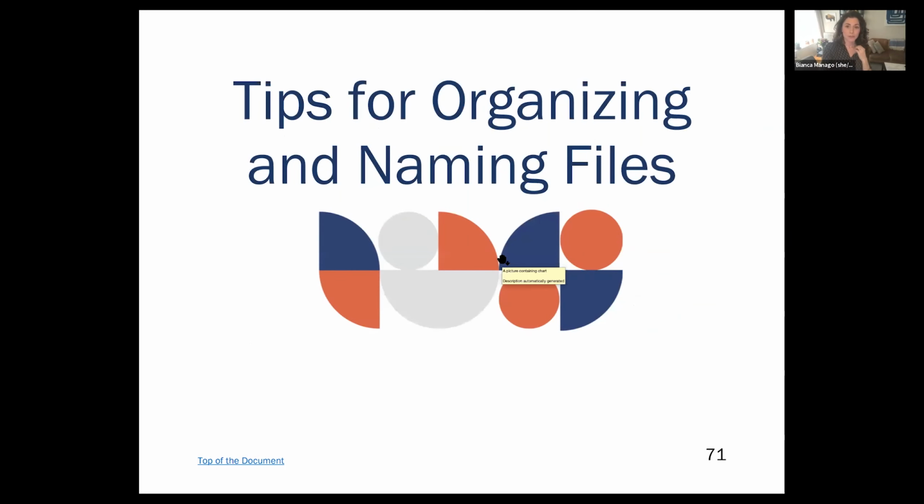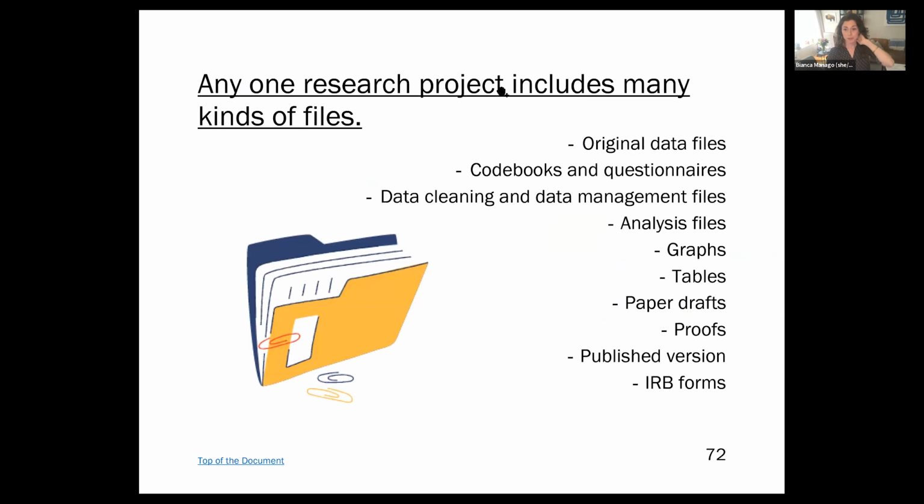Okay, now some tips for organizing and naming files, and I think you guys are going to find this to be informative and fun. So any one research project includes a bunch of different kinds of files. You've got data files, code books, data cleaning and management files, analysis files, graphs, tables, lots of different kinds of files. How are you organizing these?